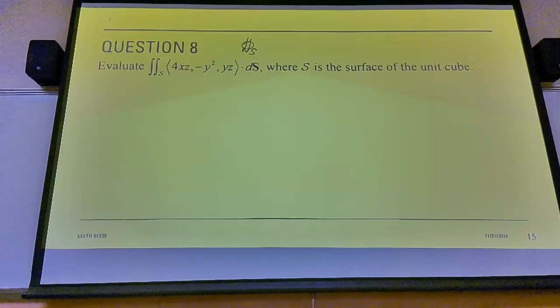Closed surface. So we would have a bottom surface, top surface, front surface, back surface, left surface, right surface. We have 6 freaking surface integrals we have to evaluate and sum them up.